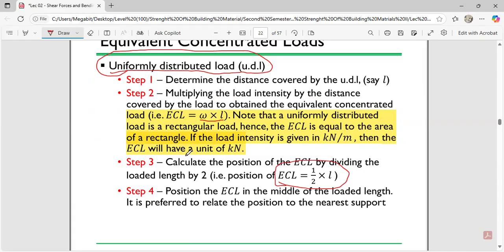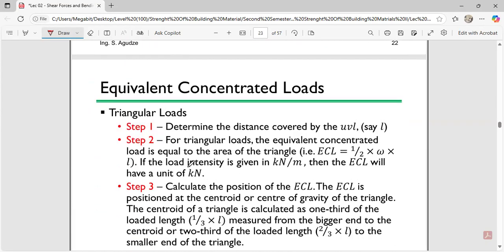So if you meet a uniformly distributed load, this is how to go about the calculation. First of all, you have to determine the distance covered by the UDL. Then secondly, you multiply your load W times your span. Then you calculate for the position. Then at the end of the day, you draw the ECL diagram. Thank you. So this is how to calculate the equivalent concentrated loads when you meet a triangular load.